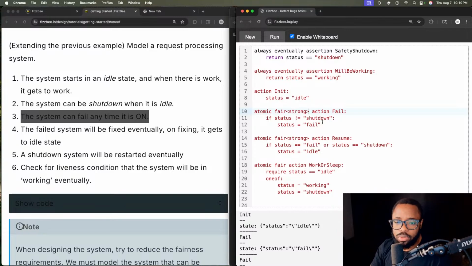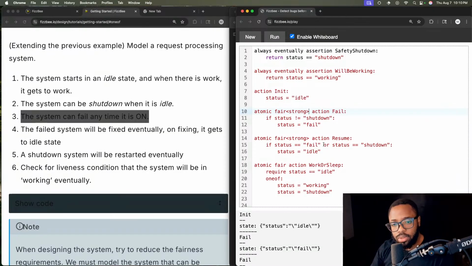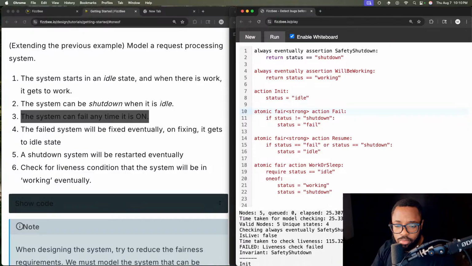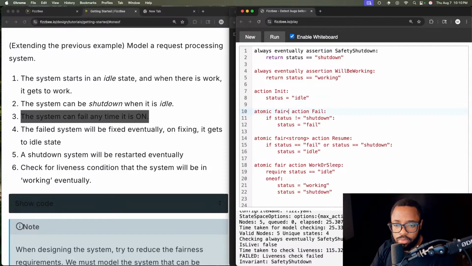This one I'm just curious. So strong here means transition between that and shut down. Nope, still fails. Alright.